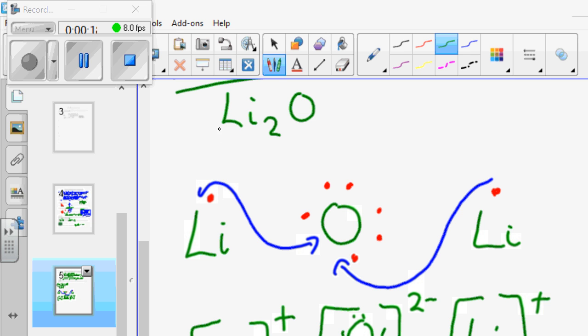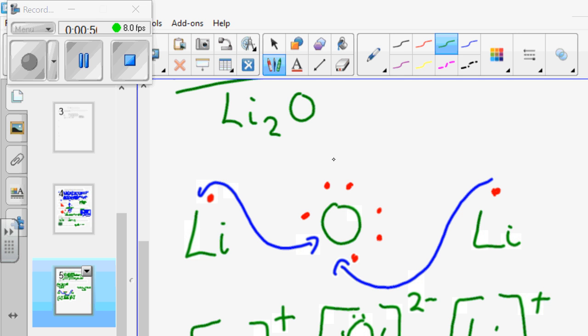So we said oxygen had 6 valence electrons and lithium had 1. We drew 2 of them because of the formula: 2 lithiums, 1 oxygen. Now, the rule that we use is we want 8 valence electrons, or bust, or we want none.